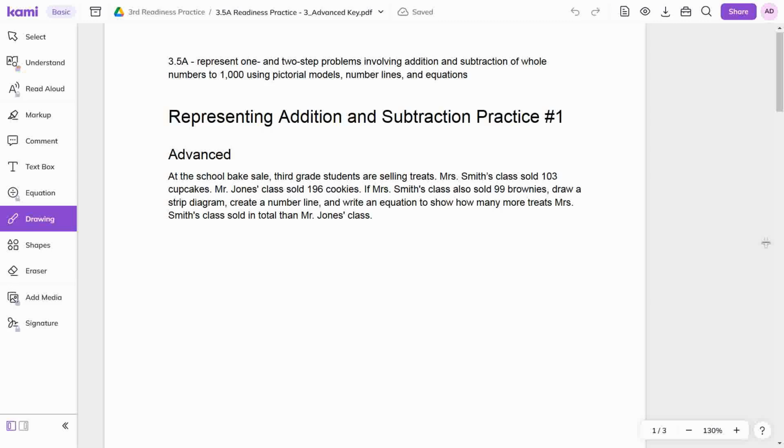Today we are looking at the 3.5B readiness practice, representing addition and subtraction. This is the advanced version.